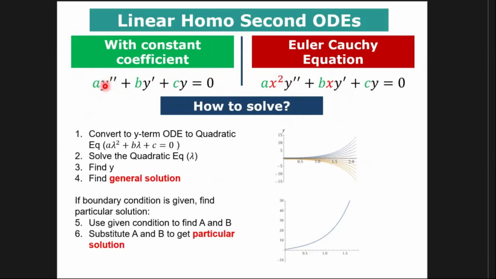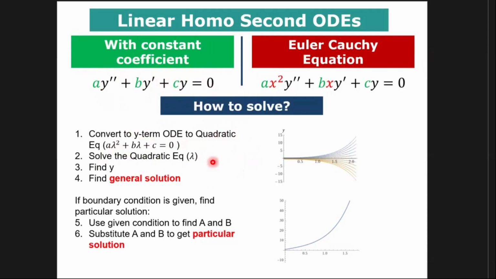So you can see y double prime here looks like y squared, and y prime here looks like y to the power of 1, and y here looks like 1, can be reduced to 1 actually. So how to solve? We first have to convert the y term of this ODE into a quadratic equation in terms of lambda. Why? Because we already know how to solve a quadratic equation. That is why we want to simplify this ODE into a quadratic equation.